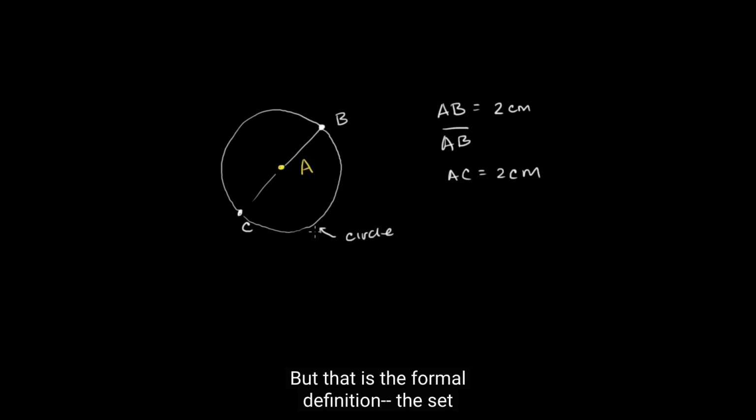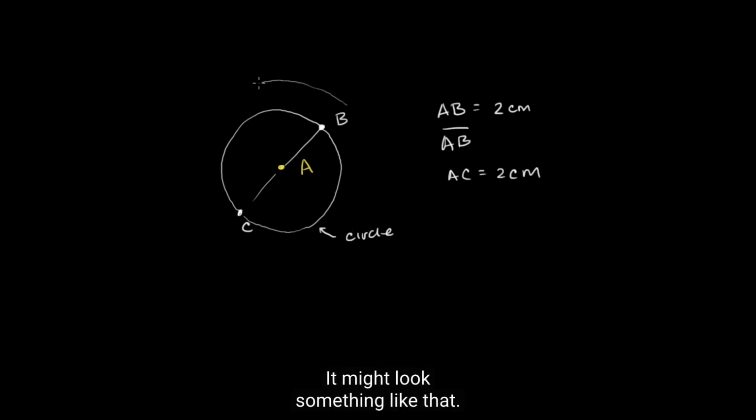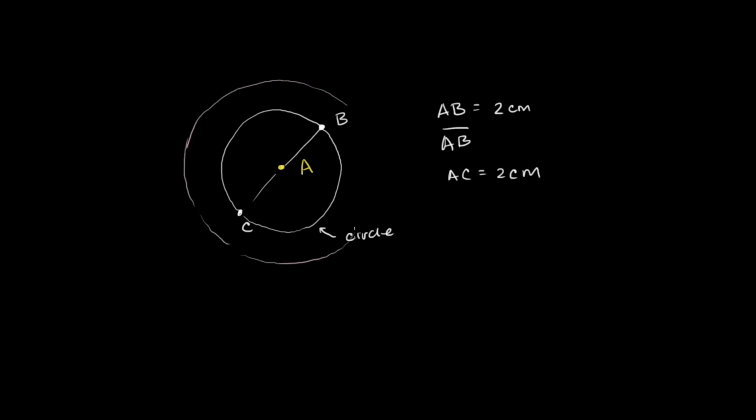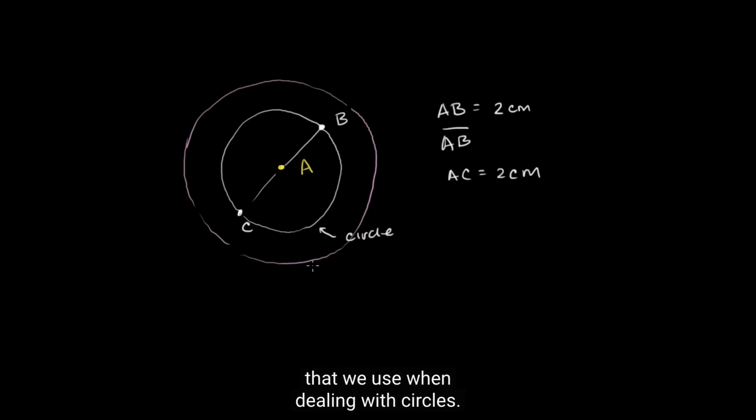But that is the formal definition: the set of all points that have a fixed distance from A, a given distance from A. If I said the set of all points that are 3 centimeters from A, it might look something like this. That would give us another circle. I think you get the general idea. Now, what I want to do in this video is introduce some of the concepts and words that we use when dealing with circles. So let me get rid of that 3 centimeter circle.